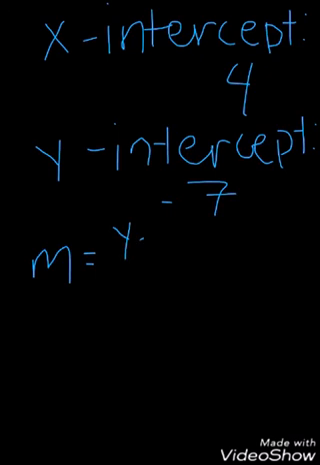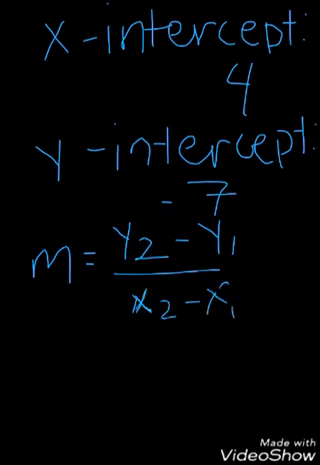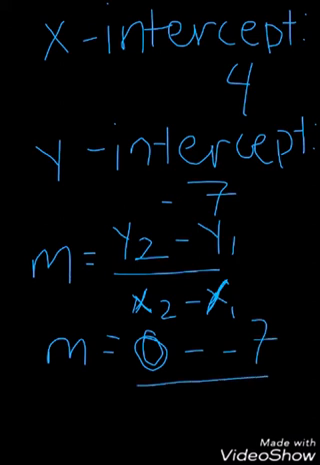In the form of m equals y2 minus y1 over x2 minus x1. So the points, the y values, are: y2 is 0, minus -7, over x2 is 4, minus x1.